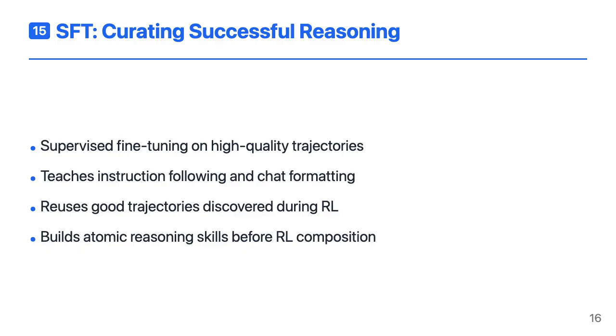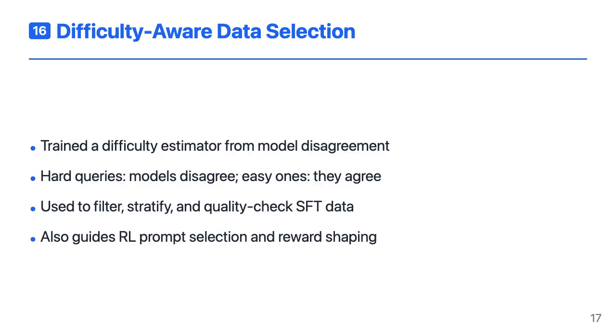After mid-training, the model goes through supervised fine-tuning. Here, the goal is to show the model complete, successful reasoning trajectories and high-quality answers. This stage teaches the model how to follow instructions, how to use the chat template, and how to present reasoning clearly. Importantly, they also feed back successful trajectories discovered in early RL experiments, creating a loop where RL discoveries improve the supervised data. Conceptually, SFT is where the model really learns atomic reasoning skills that RL will later compose and optimize.